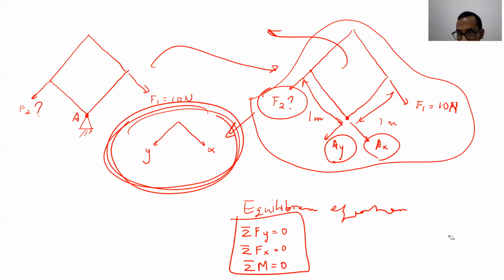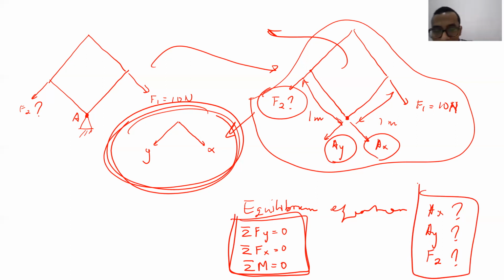So we have 3 unknowns there. Ax is not yet known. Ay is not yet known. F2 is not yet known. And we have 3 equations to solve it: sigma Fx equal to 0, sigma Fy equal to 0, and sigma moment equal to 0. If we have 3 unknowns and 3 equations, will we be able to solve the problem? Anyone can help me to answer this?